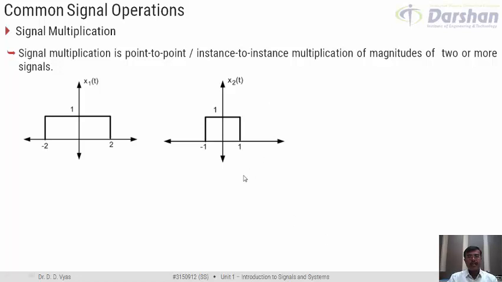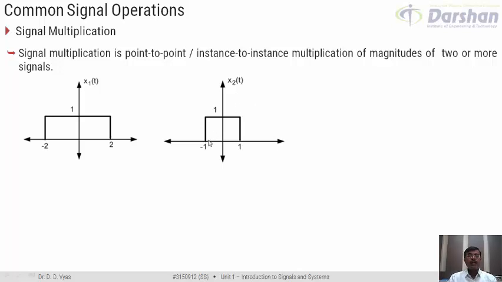So understand that this signal x2(t) is 1 between minus 1 and 1, whereas this signal x1(t) is 1 between minus 2 and 2. Now when I am trying to multiply these two signals, it is very clear that for time t less than minus 2, the magnitude is 0 and 0, so the result would be 0. Between minus 1 and 1, the value of x1(t) is equal to 1, but here the value is 0. So x1(t) multiplied by x2(t) would have a 0 value.